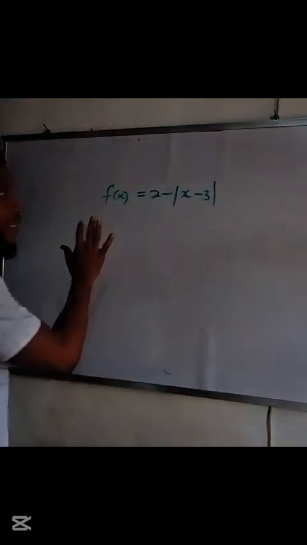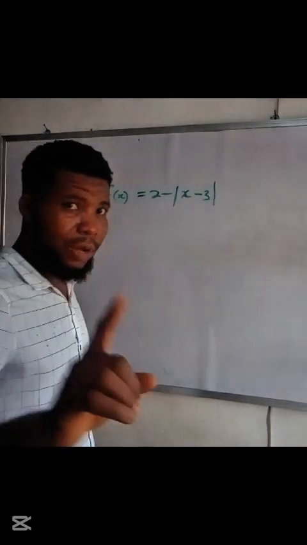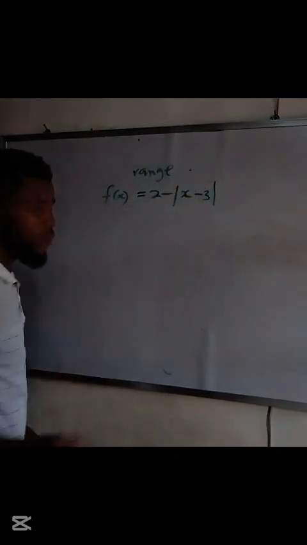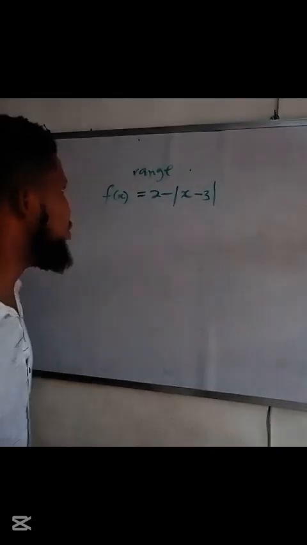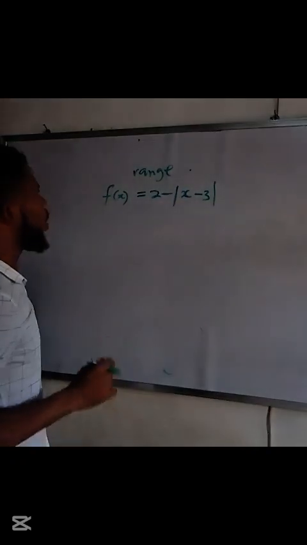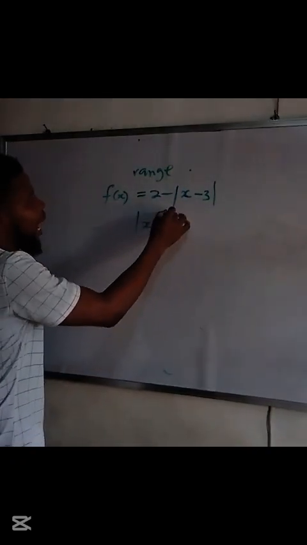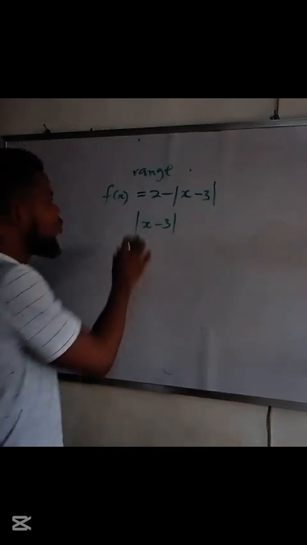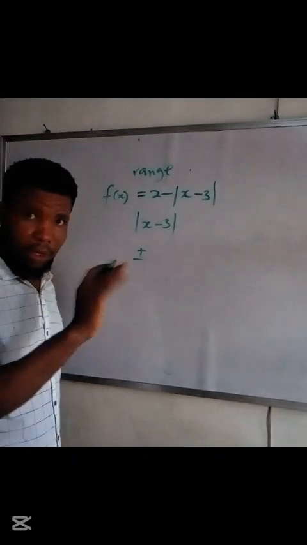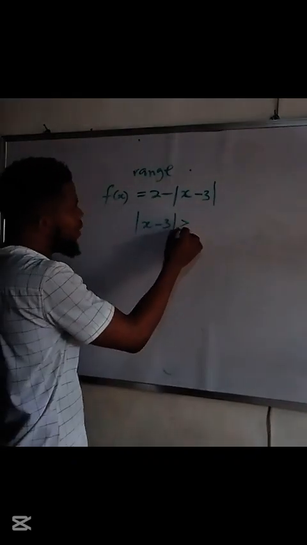Okay? But look at this very well. If you want to solve it, this one is the easiest. In this question, they say we should find the range. Now, if you are looking for the range in this one, anytime you have an absolute value like this, it will be positive or negative, that means plus or minus. If it is positive, it will be greater than 0.